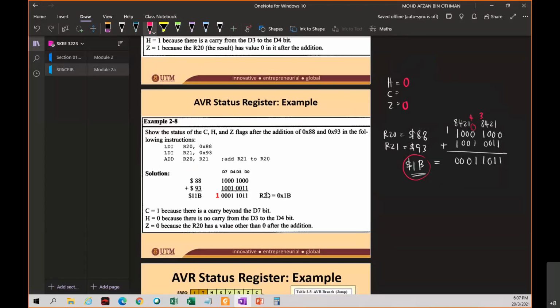And what about the C flag? Since this is a bit 7, okay, after you tambah bit 7, 1 plus 1, you got the carry there. So, dia akan dapat 1. So, this is the answer. C sama dengan 1, H kosong, Z sama dengan 0. So, ada soalan? Kita tamat kat sini untuk chapter 2. So, next week kita akan masuk kepada chapter 3.